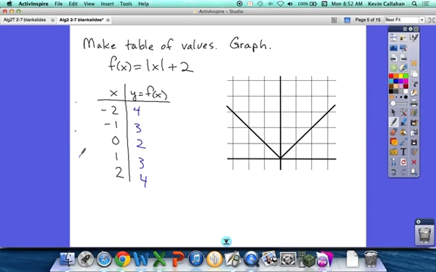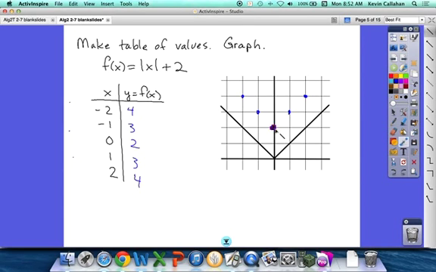So let's plot our points. -2, 4. -1, 3. 0, 2. 1, 3. 2, 4. Right? So we can see the V, right? We can see the V. Let's connect it up with a line. Right, here's one of them.